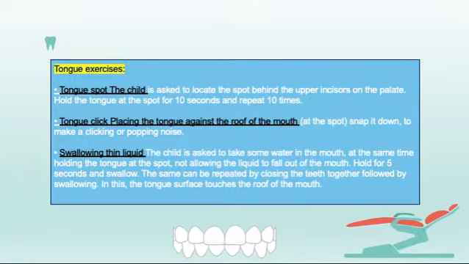Another exercise: swallowing thin liquid. The child is asked to take some water in the mouth while holding the tongue at the spot, not allowing the liquid to fall out of the mouth. Hold 5 seconds and swallow. The same can be repeated by closing the teeth together, followed by swallowing. In this case, the tongue surface touches the roof of the mouth.